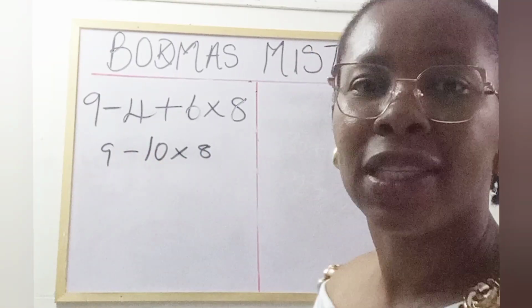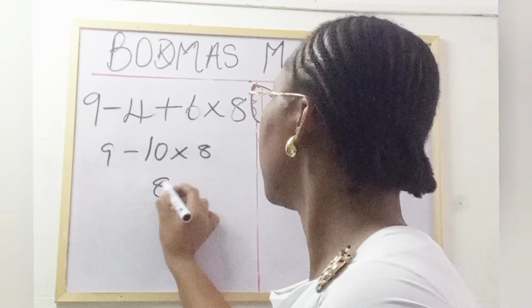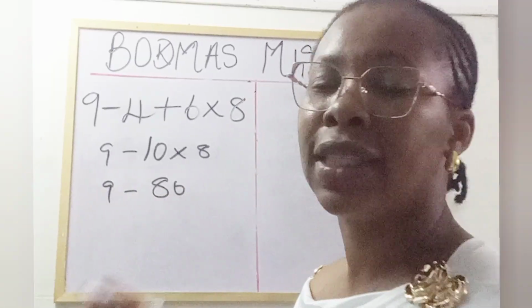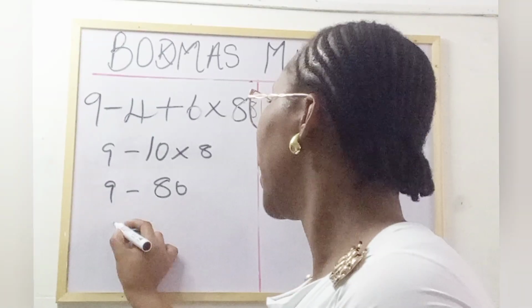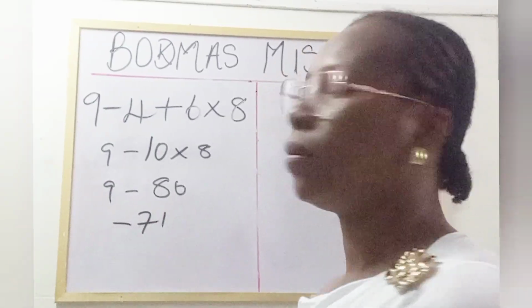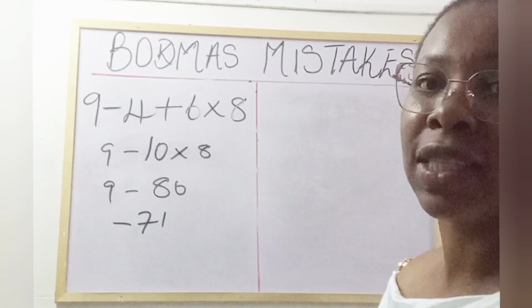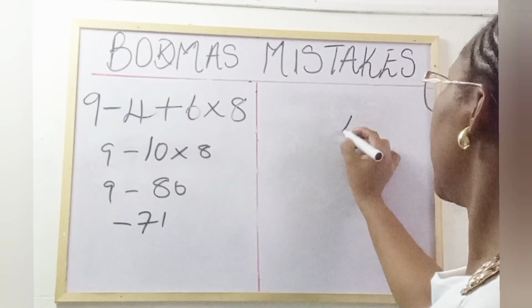10 multiplied by 8 will give you what? 80 minus 9. 80 minus 9 will give you what? Minus 71. Now, 6 multiplied by 8 will give you what? 48.